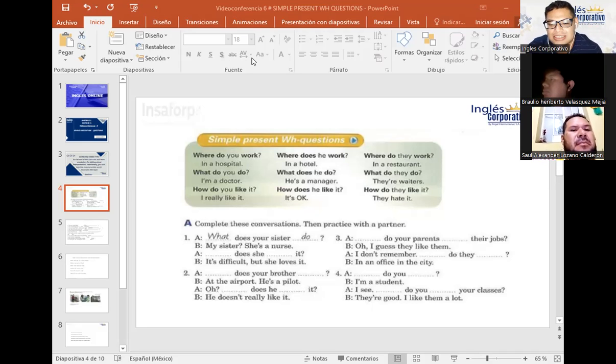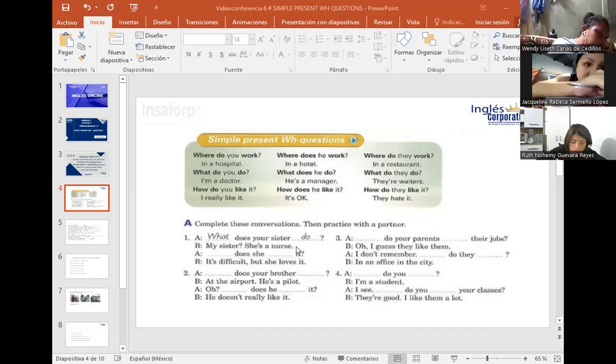Vemos que usamos el does y agregamos where para referirnos al lugar de trabajo. Where does he work? Well, he works in a hospital. He works in a hotel. What does he do? Por ser tercera persona. What does she do? What does Saul do? What does Braulio do? What does Jacqueline do? Y pues, well, he's a manager, she's a dentist, she is a seller, she is a painter, etc.